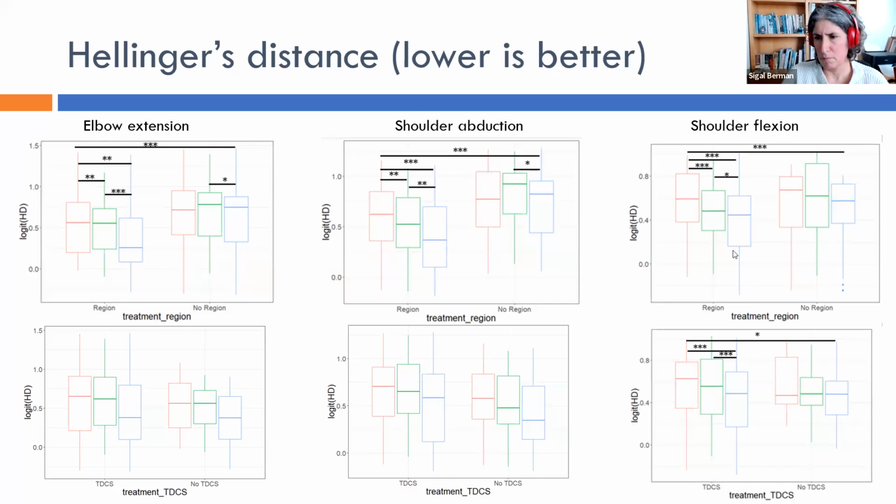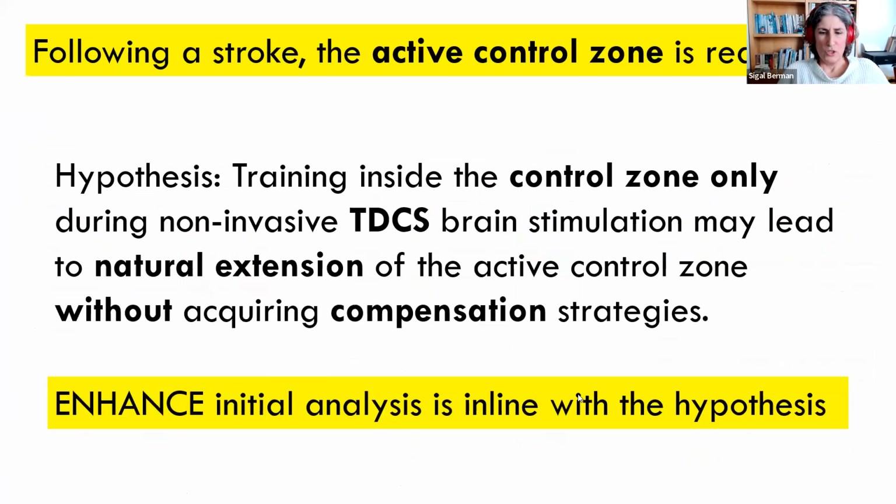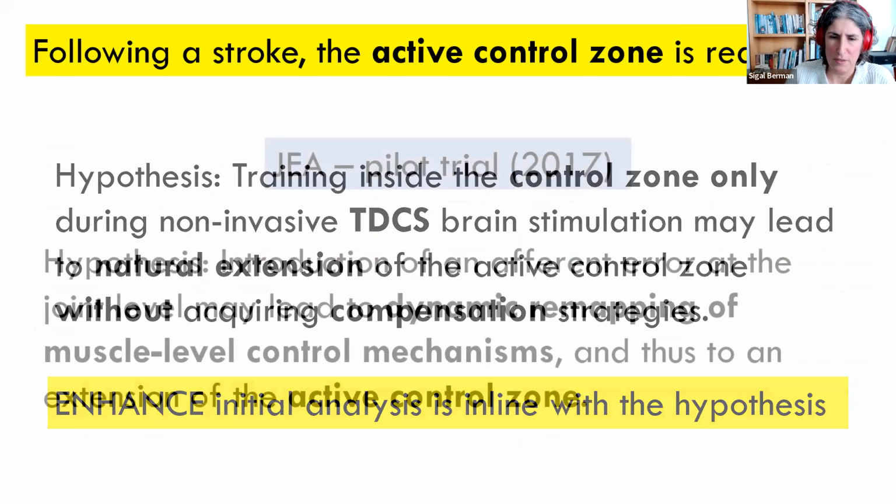And for elbow extension, shoulder adduction, and shoulder flexion, training within the control zone is significantly better than training outside of the control zone. And you can see the improvement. Here is the before training, after training, and 1 month after training. And you can see that the patients that trained in the zone continue to improve. tDCS is more fishy. We only see some effect on shoulder flexion. So I'm running out of time, but I will say that enhanced analysis is in line with the original hypothesis.